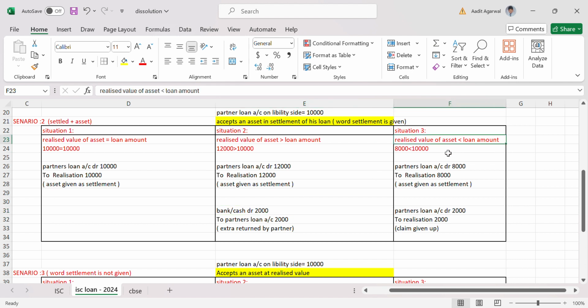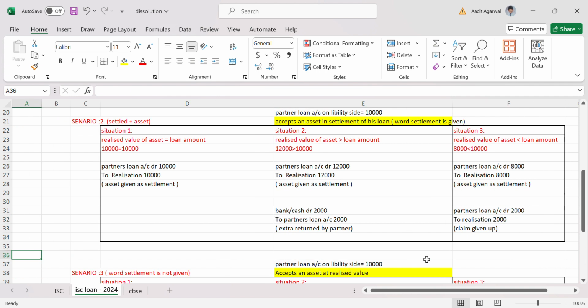If you are settling him with an asset which is less than the loan amount, first you will pass the entry for the asset that you have given him by crediting realization and debiting the partner's loan account. And for the claim that you have given up as a partner, you will pass the entry loan account debit to realization.